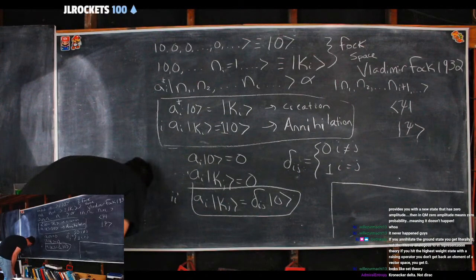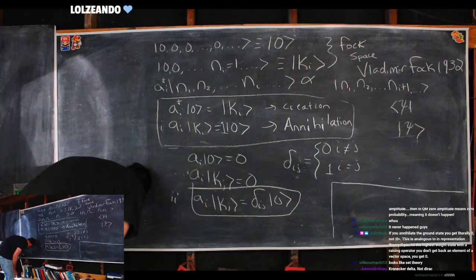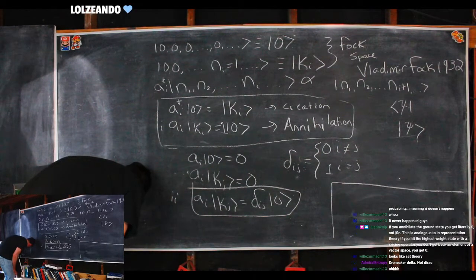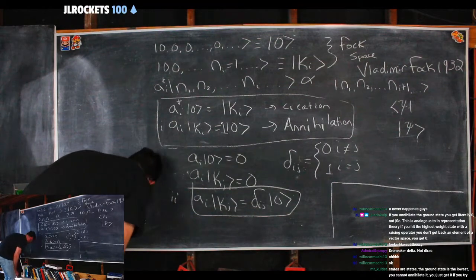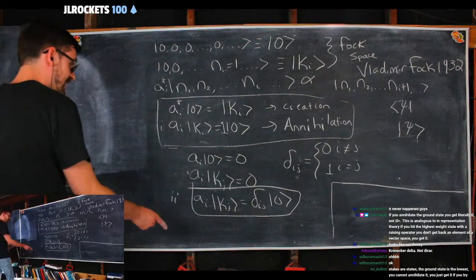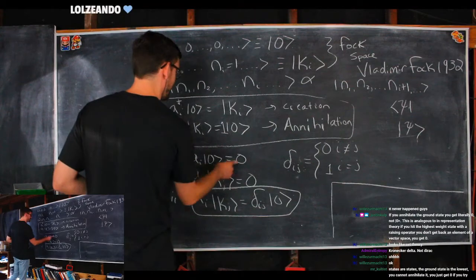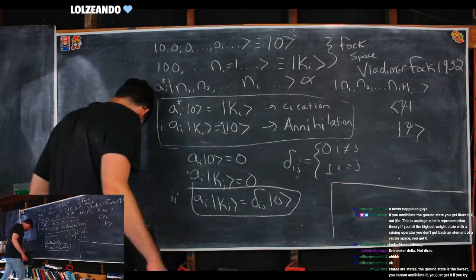If you annihilate the ground state, you get literally 0, not 0 state, right? This is analogous to representation theory in the highest weight state. Looks like set theory. It does look like set theory. Not Dirac Delta. Right, Kronecker Delta. Thank you, Admiral Entropy. Love your name, too. States are states. The ground state is the lowest. You cannot annihilate. You just get 0 if you try. Exactly, Mr. Cultist. Exactly. That's what I'm saying. If you annihilate the ground state, you get 0. Perfect.